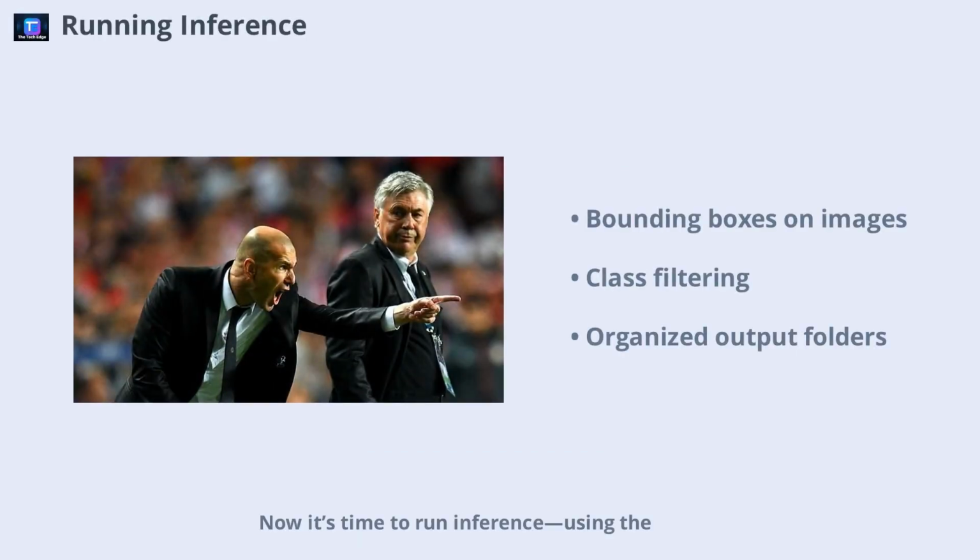Now it's time to run inference using the model to detect objects in your images. The inference function processes each image, drawing bounding boxes around detected objects and displaying the results. You can choose to detect all classes or filter for specific ones, like person. The function also saves the output images in organized folders, making it easy to review and compare results. This step gives you immediate feedback on the model's performance.